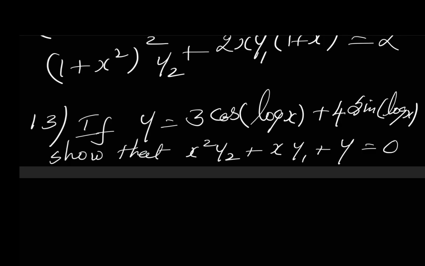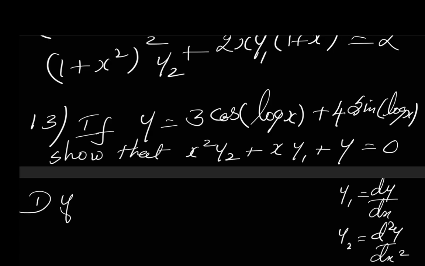If y equal to 3 cos log x plus 4 sin log x, show that x squared y2 plus x y1 plus y equal to 0. As I said, y1 stands for dy by dx, and y2 stands for the second derivative, d squared y by dx squared. So, differentiate with respect to x.